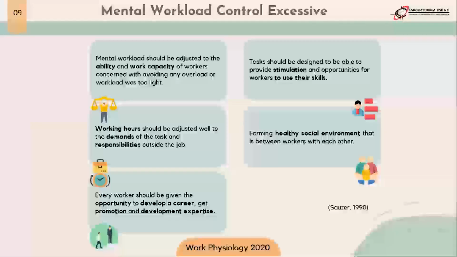In conclusion, for the first and second points, you have to make a priority scale for all of your activities. Third, every worker should be given the opportunity to develop a career, get promotion and develop expertise. It's like giving freedom or creativity in doing assignments so they can explore themselves but still in line with the rules. Fourth, the task should be designed to provide stimulation and opportunities for workers to use their skills.